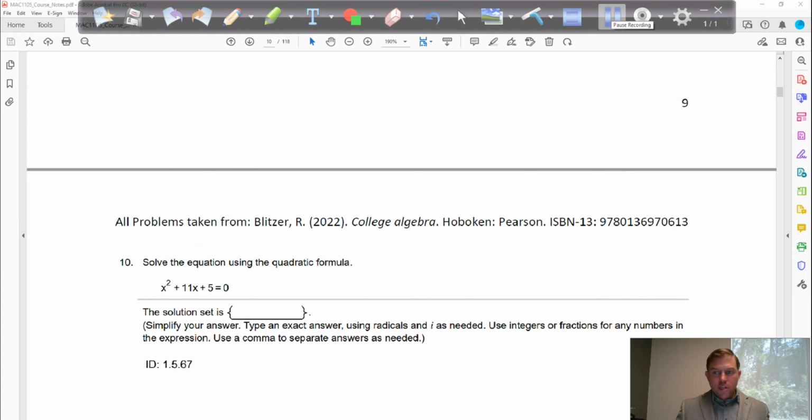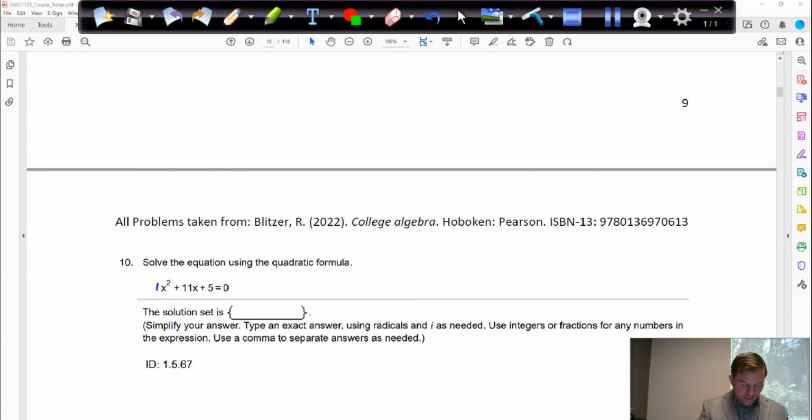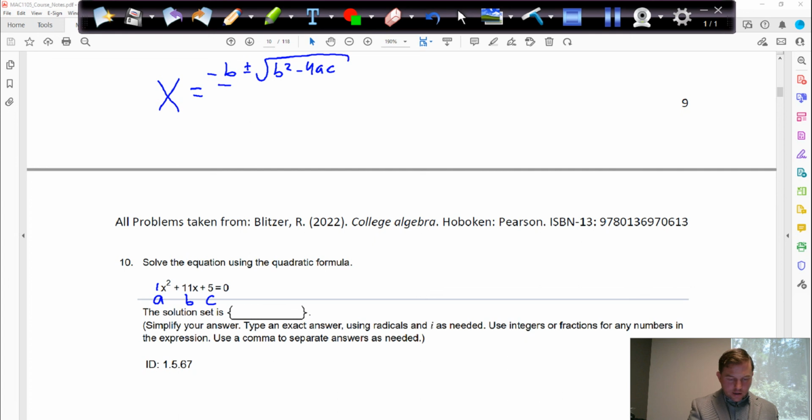Okay, 10 is going to have us solve the exact same way with the quadratic formula. Once again, I have a 1 in front of x squared, so that's a, b is 11, c is 5. And they've got it in the right order: x squared, then x, then number, then equals, then 0. So we just need the formula again. So we have x equals minus b plus or minus the square root of b squared minus 4ac, all over 2a.